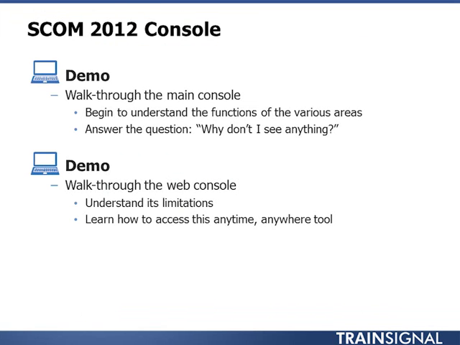Now we're going to do a short walkthrough of both the main console and the web console. We want to make sure that there's an understanding of the functions of the various areas of the screen in the main console and help you answer the question of, why don't I see anything? Why is there nothing here yet? And next, you'll learn how to walk through the web console and understand its limitations, and then learn how to access that anytime, anywhere tool so that you can access information about your environment even while you're on the road. So, let's go over to the Global Mantix Operations Manager server and get started.